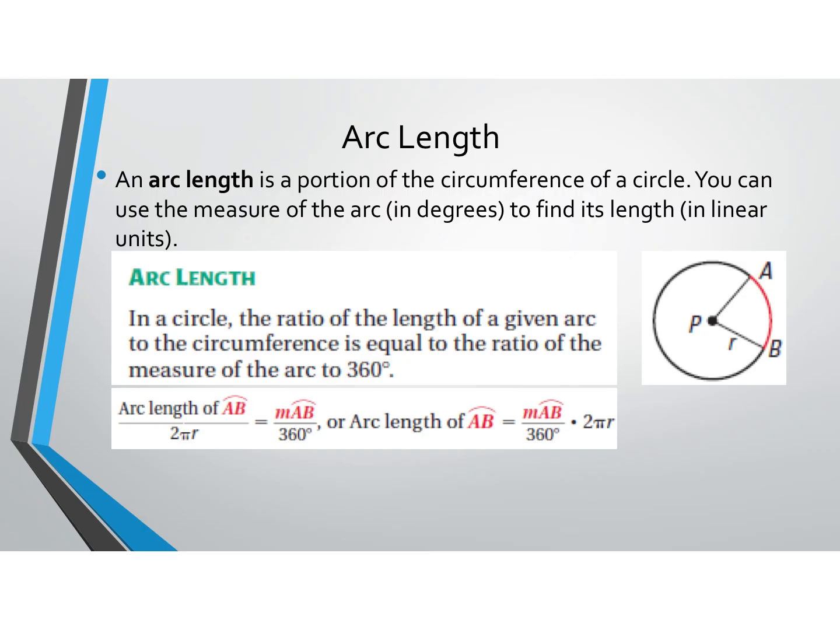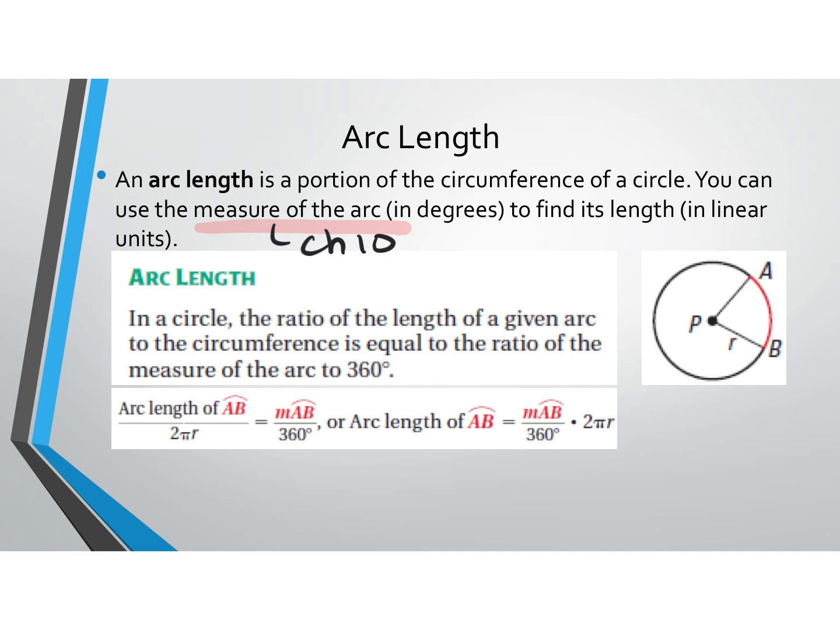So arc length is just a portion of the circumference of the circle. What we're going to be using is the measure of the arc, and this is what we used or calculated in chapter 10. So this was chapter 10, and it was in degrees.